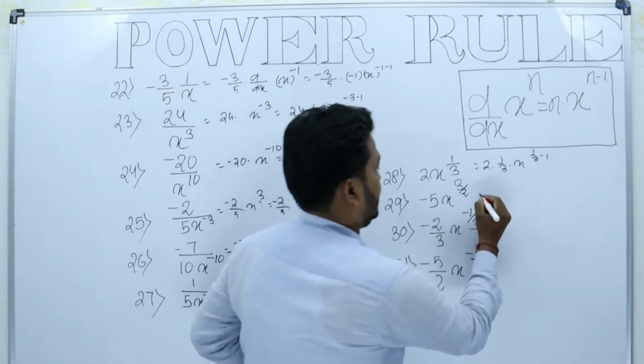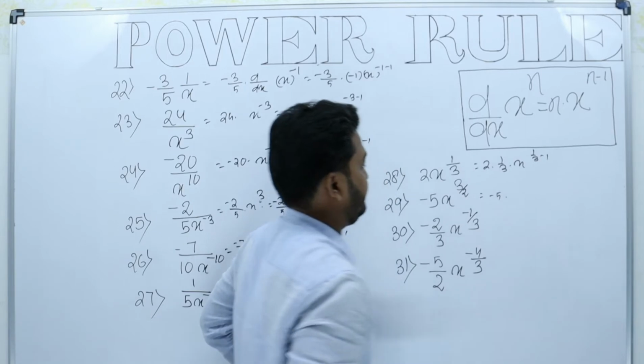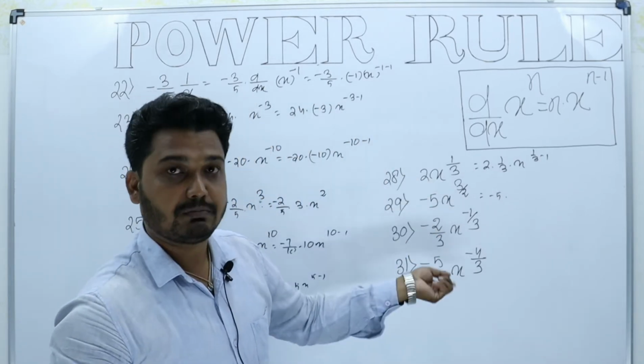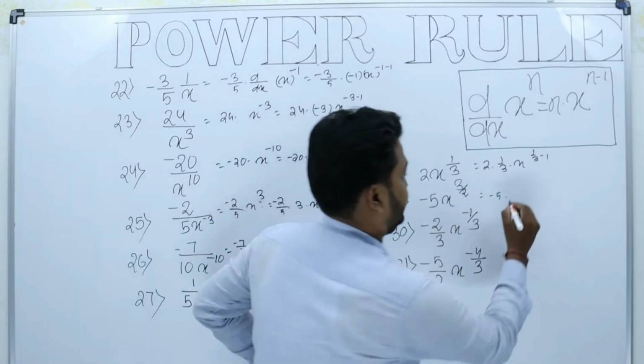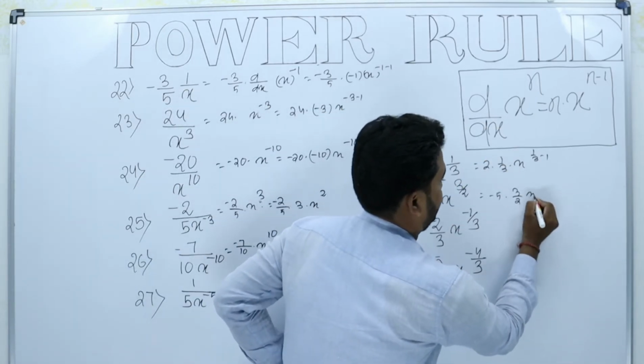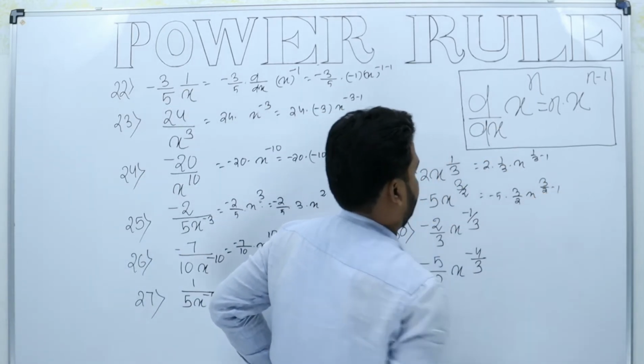Minus 5 is constant, so it is kept as it is. X to the power 3 by 2. Power is 3 by 2. So it will be 3 by 2 x to the power 3 by 2 minus 1.